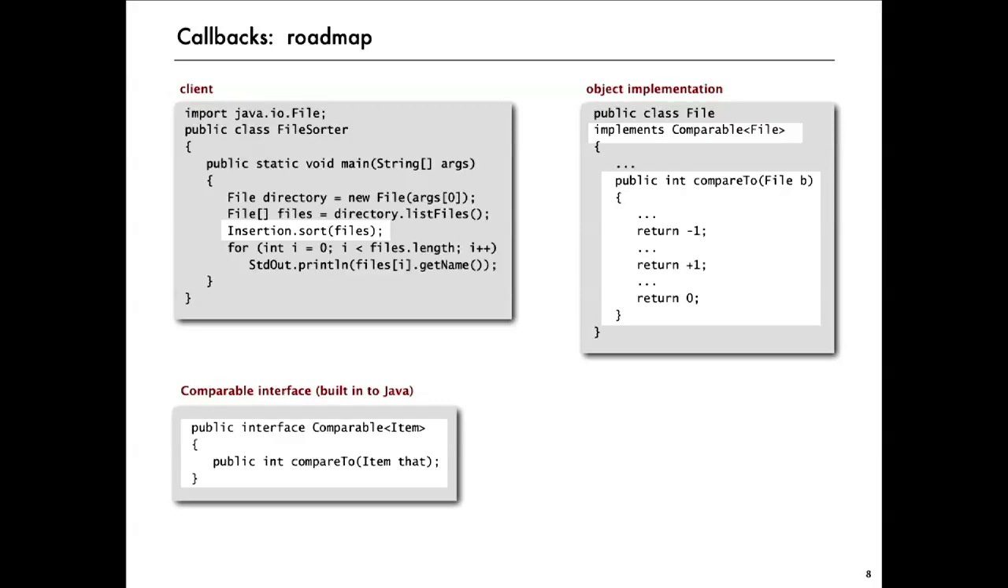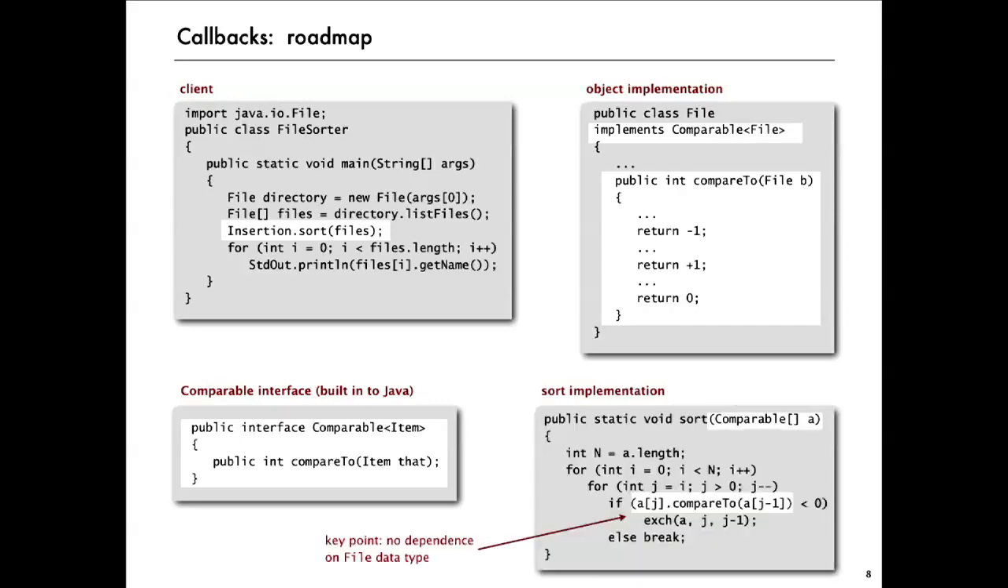And all that means is that that data type has an instance method that will implement the compareTo method. It'll compare this object against the object given as argument, and depending on some complicated test, it'll return -1 meaning less, +1 meaning greater, or 0 meaning equal. Now that compareTo method is really all that the sort implementation needs.